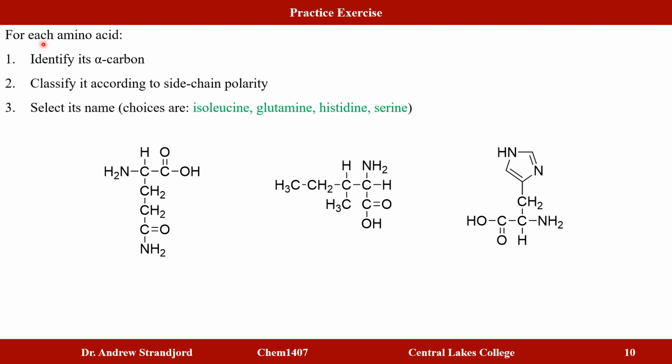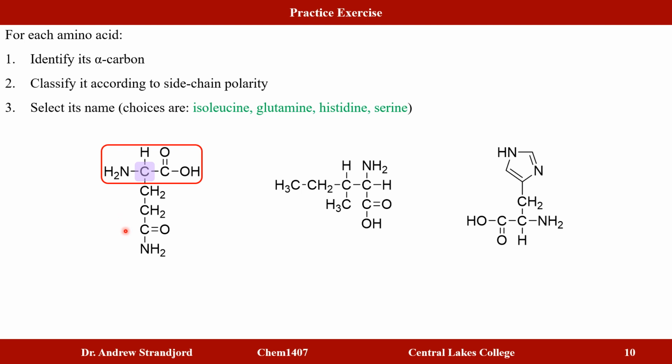Let's do a practice exercise where we identify the alpha carbon in these three amino acids. Let's classify each of them based on their side chain polarity, and then let's actually name them. And here are our choices for naming these three different amino acids. First of all, let's look at the first one here. What I'd like to do first in finding the alpha carbon is to look for the amino group, look for the carboxylic acid group, and the carbon that bridges them will be my alpha carbon.